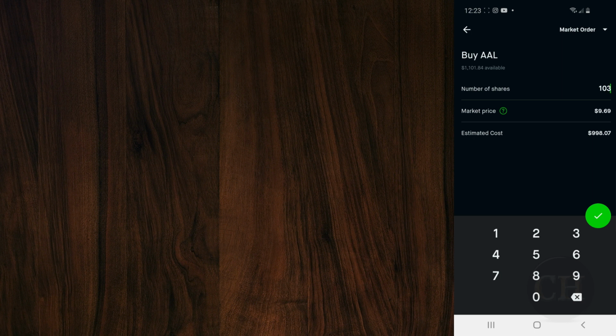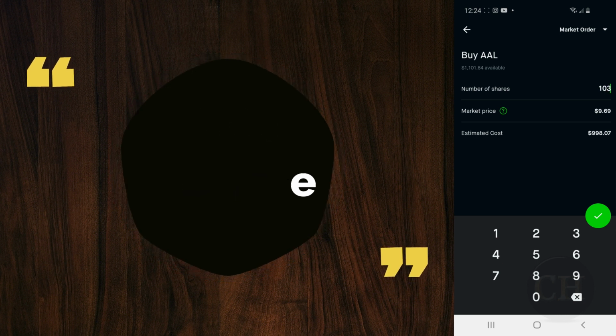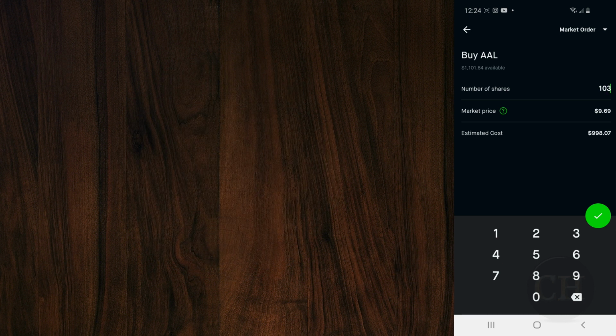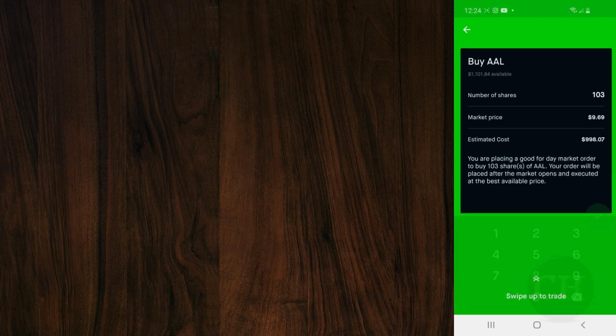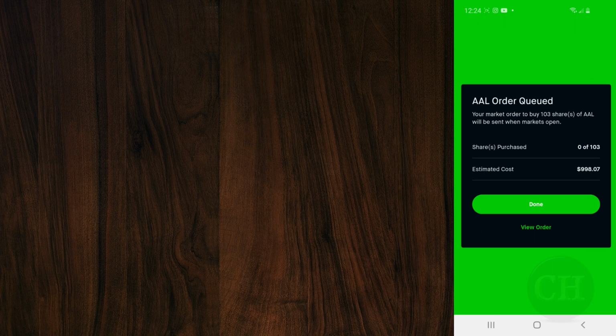My estimated cost is $998.07. Once again, this is money that I don't care if I lose or not. So, well, I do care. Don't get it twisted. But this is money that I'm using for this purpose. So, boom, I'm going to execute this order. And I'm sending the order.